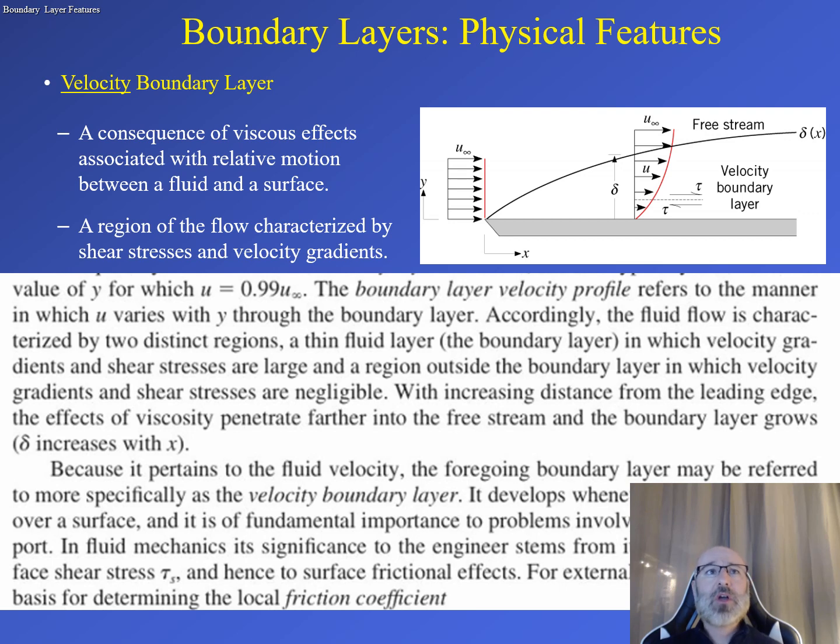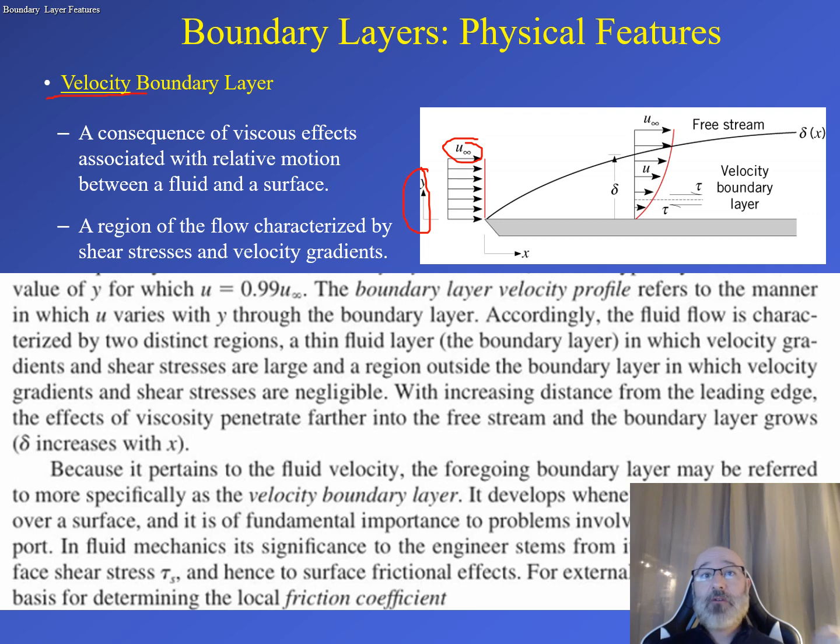Now I want to take a look at our velocity boundary layer. The boundary layer velocity profile refers to the manner in which our u term varies with our y. You can see our y coming up off our flat plate through our boundary layer. The fluid flow is characterized by two distinct regions. The first is our boundary layer, a thin fluid layer in which our velocity gradients and shear stresses are large. Also, we consider a region outside of the boundary layer, where our velocity gradients and shear stress are negligible.